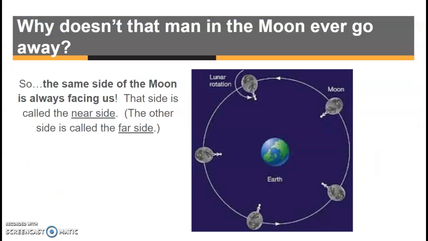So why doesn't that man in the moon ever go away? Well, the same side of the moon is always facing us. That side is called the near side. The other side is called the far side of the moon. And in this picture, which is slightly off, it shows that because the moon is spinning at the same rate that it's revolving around the planet, we always see that same side. So if a person was standing on it, we would always see them in the same position on the moon.